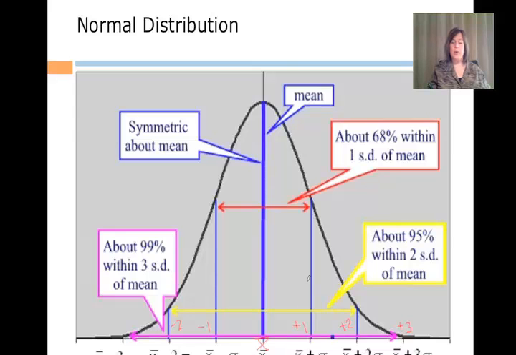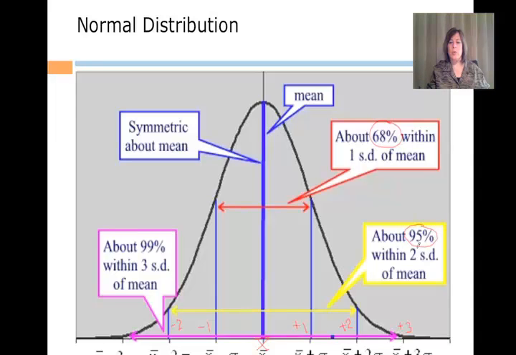And some nice percentages to remember right here. About 68% in a normal distribution, 68% of all the data will be between a positive standard deviation and a negative standard deviation from the mean. And we'll see what this means in a little bit.